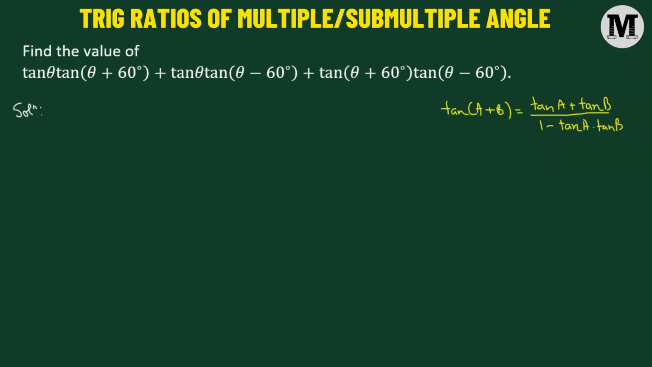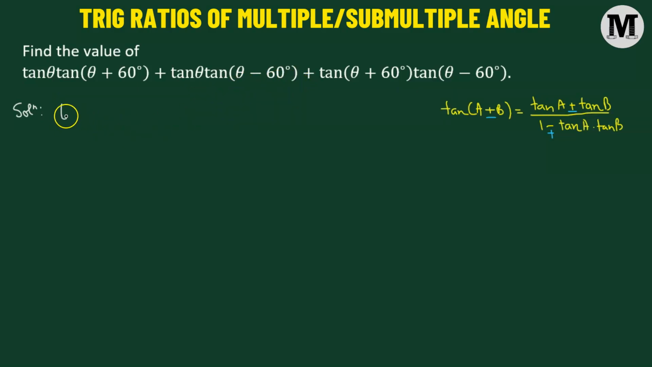Now, if we are doing tangent of A minus B, then in that case we have tangent of A minus tangent of B, and in the denominator we'll have 1 plus tangent of A times tangent of B. We will be using this formula to expand tangent of theta plus 60 degrees and tangent of theta minus 60 degrees. Now let's do one thing.